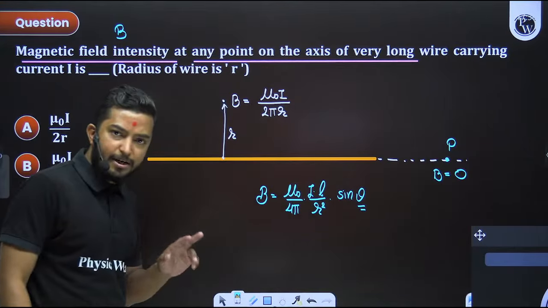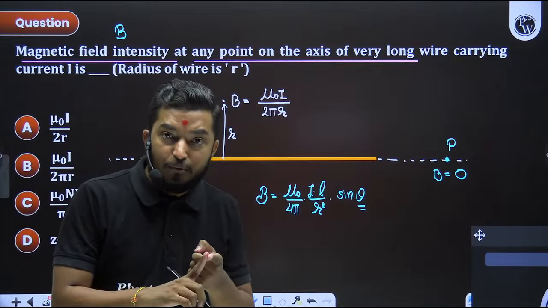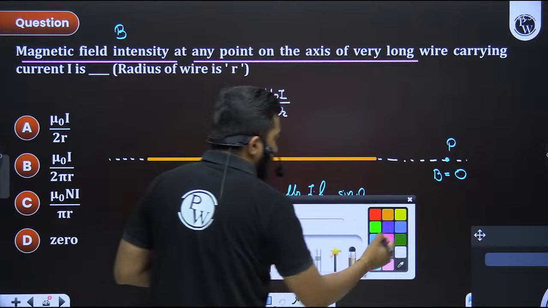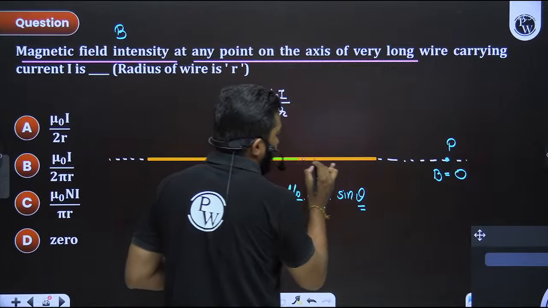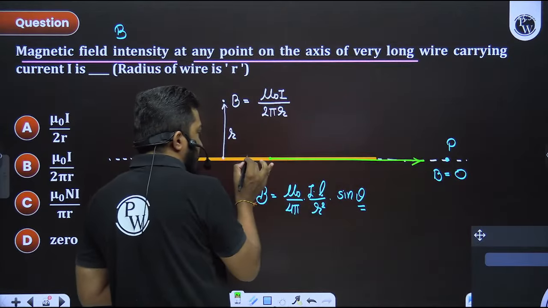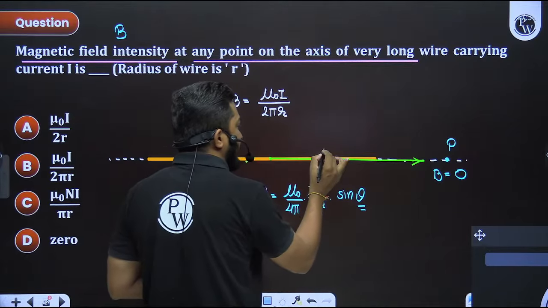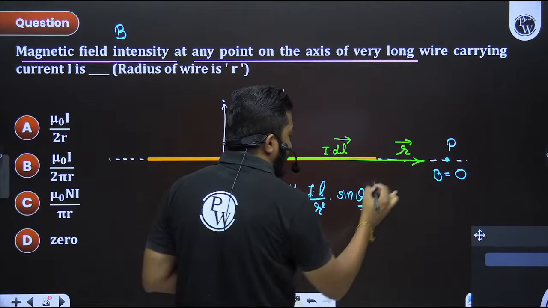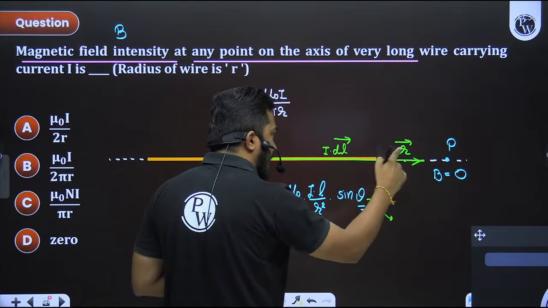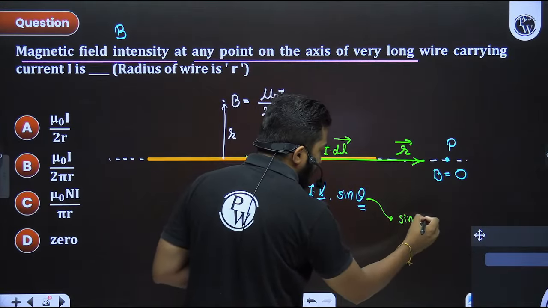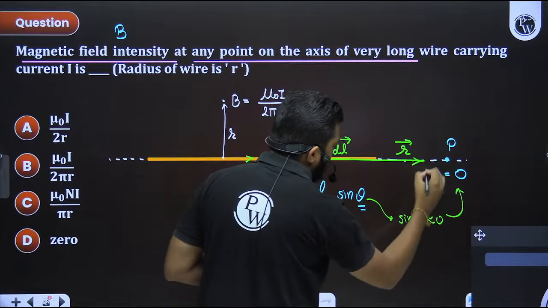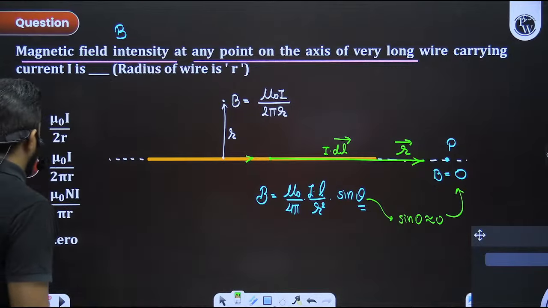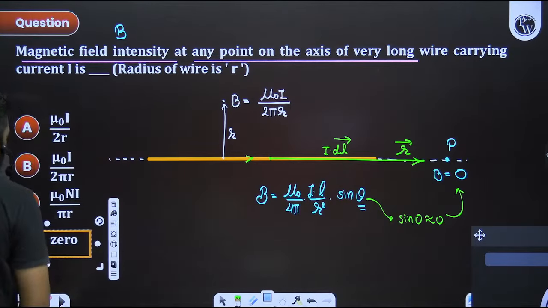Theta is the angle between the direction of that point and the current flow in the wire. Here the point has a direction along the x-axis, and the current also flows along the x-axis. So I dL has the direction similar to the direction of r, and the angle between I dL and r becomes 0. Sine 0 has the value 0, and because of that the magnetic field is 0. Perfect. It's an easy concept. The answer, option D, is the correct answer.